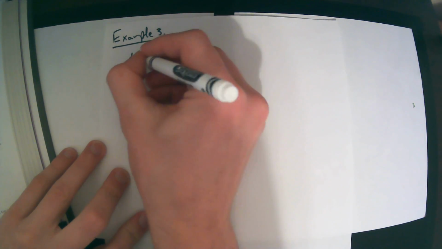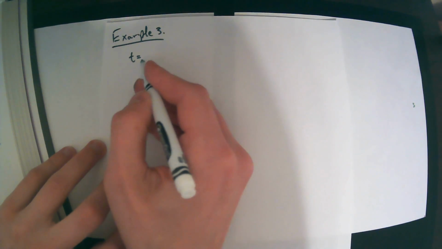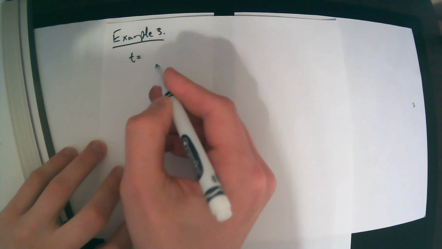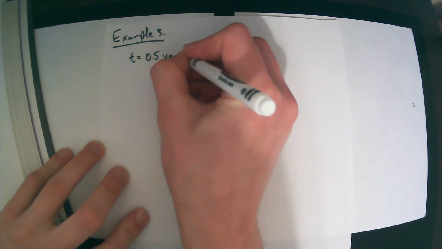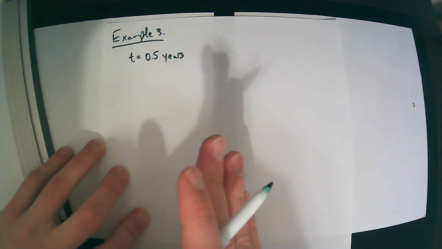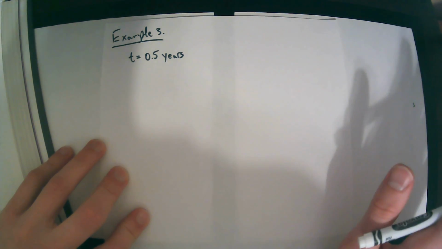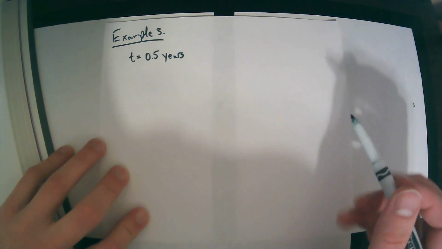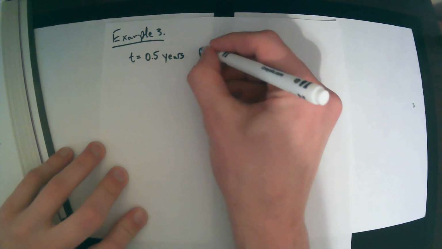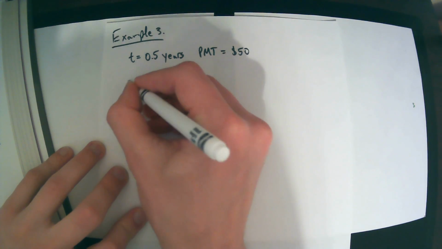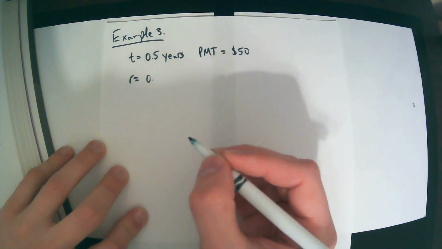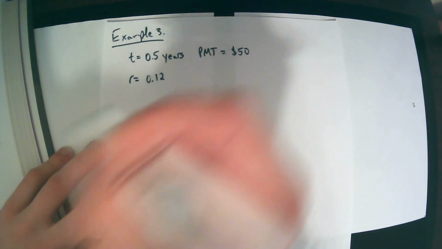So first of all, T is 6 months. It's not 6, right? Because T is measured in years. So 6 months is 0.5 years. You have to remember, if they ever give time in months or days or anything but years, you have to convert it to years. Monthly payments are $50. R is going to be 12%? Yeah, so 0.12 for 12%.